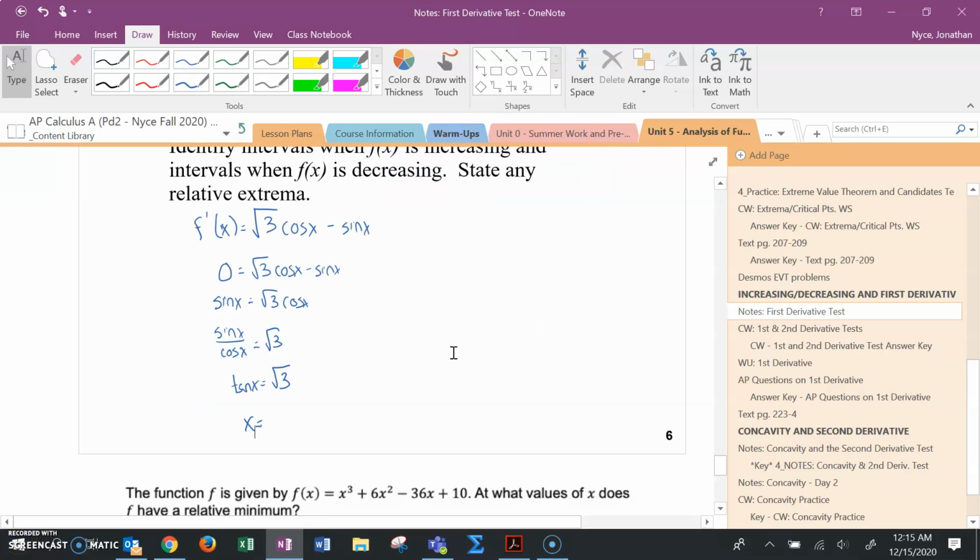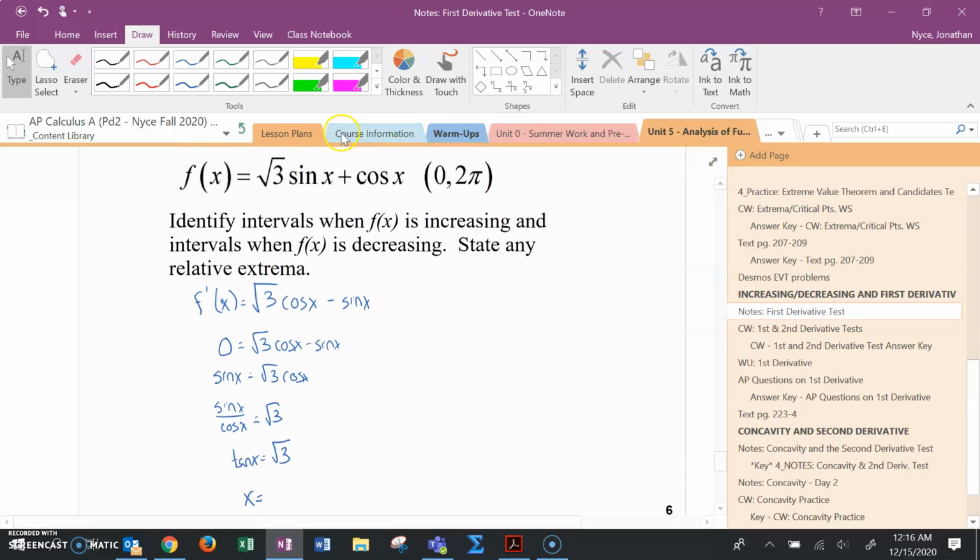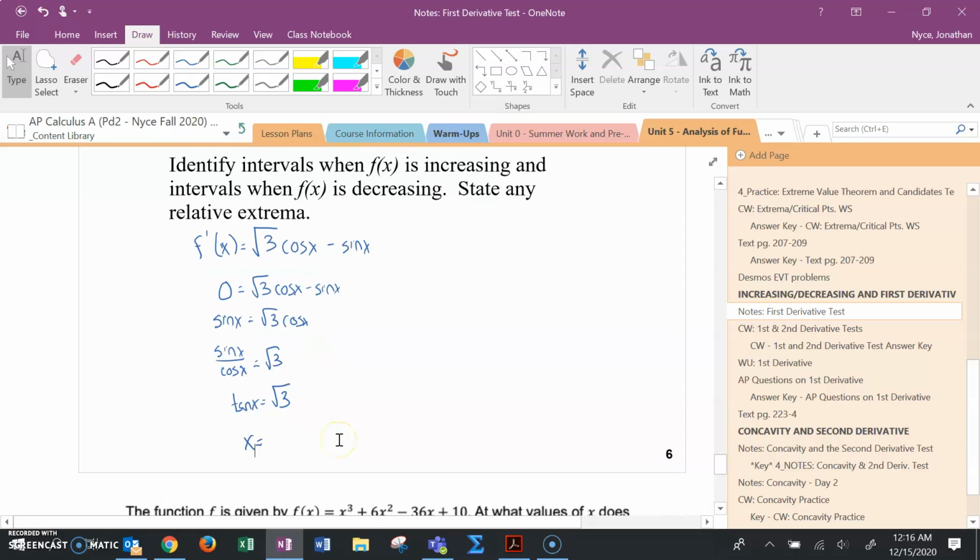Okay, so we took the derivative of that function. For the square root of 3 times sine, the derivative is square root of 3 times cosine. The derivative of cosine is negative sine. We set that equal to 0. A little bit of algebra, and we end up with sine x over cosine x equals root 3, same thing as the tangent of x equals root 3. So the angles where the tangent of x is equal to root 3 are pi over 3 and 4 pi over 3.